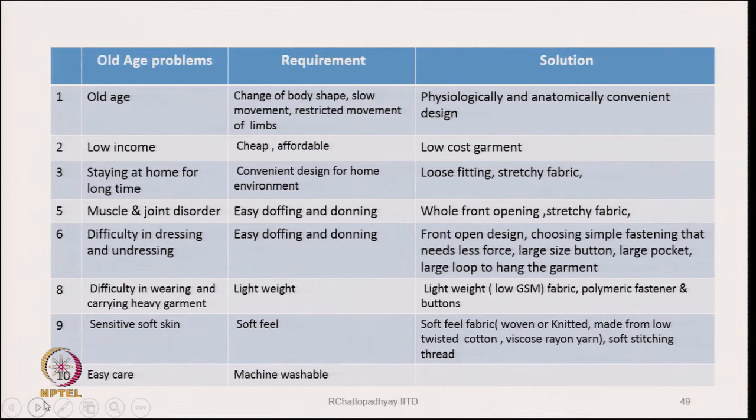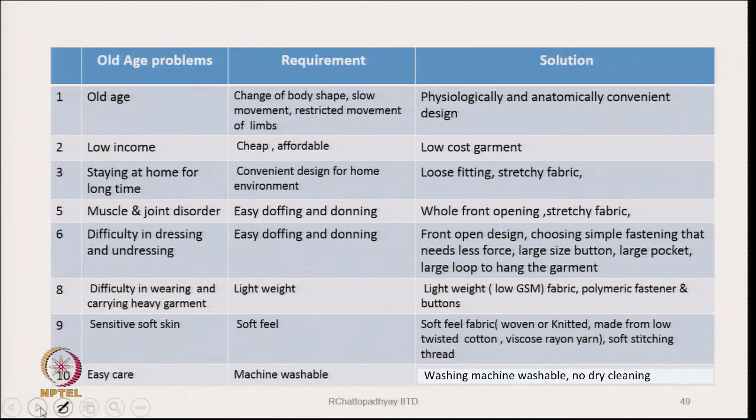Next comes soft feel. Soft feel fabric means woven and knitted fabrics made from low twisted yarns, if it is made from cotton, or one can think of viscose rayon. Viscose rayon is a soft fiber in comparison to cotton also. Then we need to use soft stitching thread. So, we have to keep in mind how the product can be made soft. Selection of fabric, selection of fiber and the type of stitch and the stitching thread we use, everything can contribute towards the soft feel.